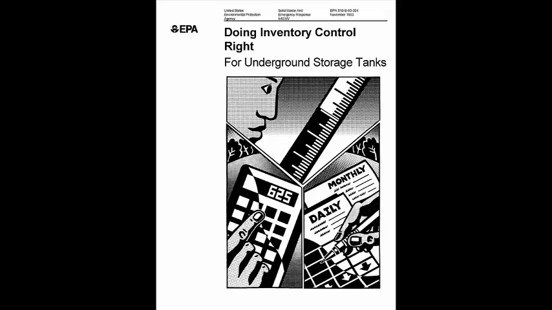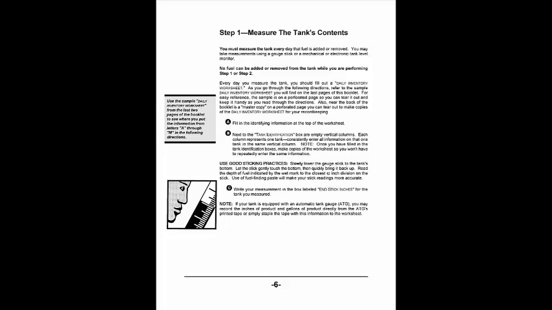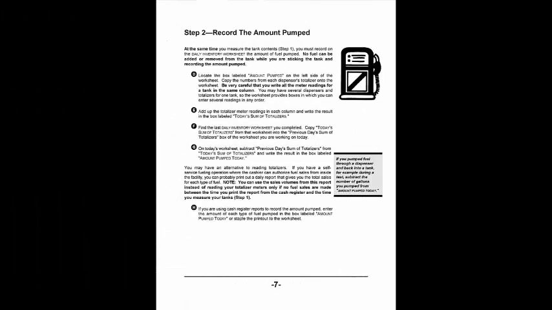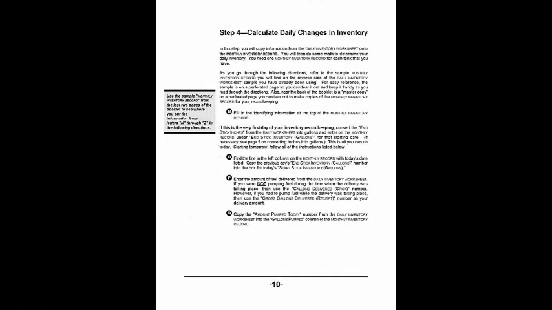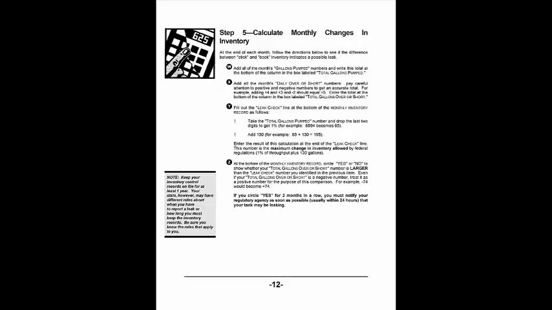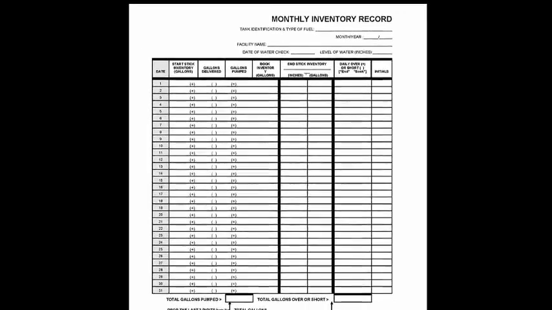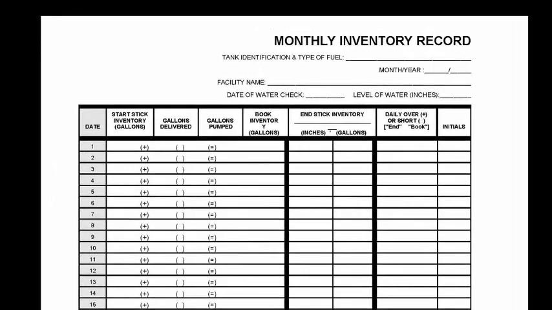The steps to performing inventory control include: Step 1. Measure the tank's contents. Step 2. Record the amount pumped. Step 3. Record fuel deliveries. Step 4. Calculate daily changes in inventory. Step 5. Calculate monthly changes in inventory. The measurements that you will be using to calculate the changes in inventory are stick inches, stick inventory, start and end, amount pumped, amount delivered, water in the tank, and book inventory.